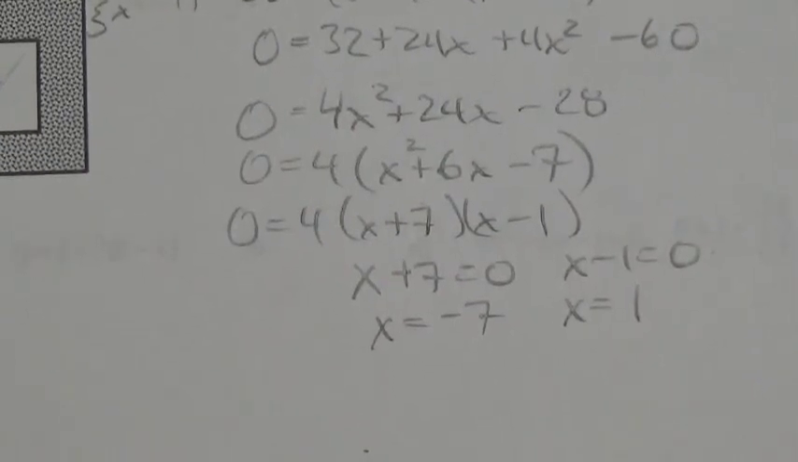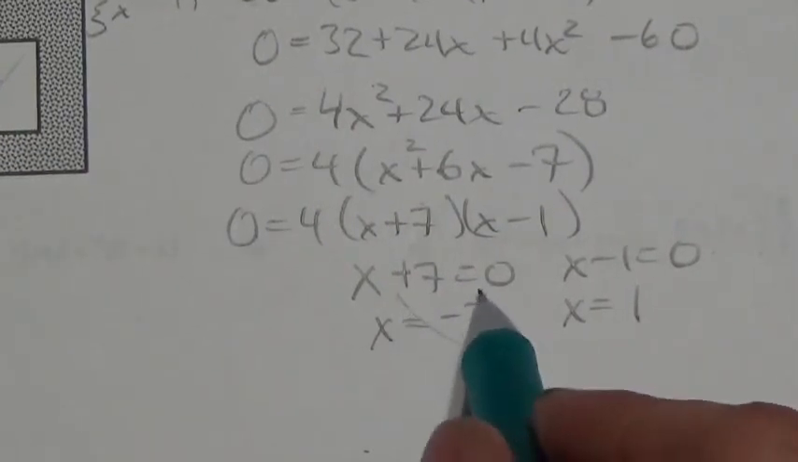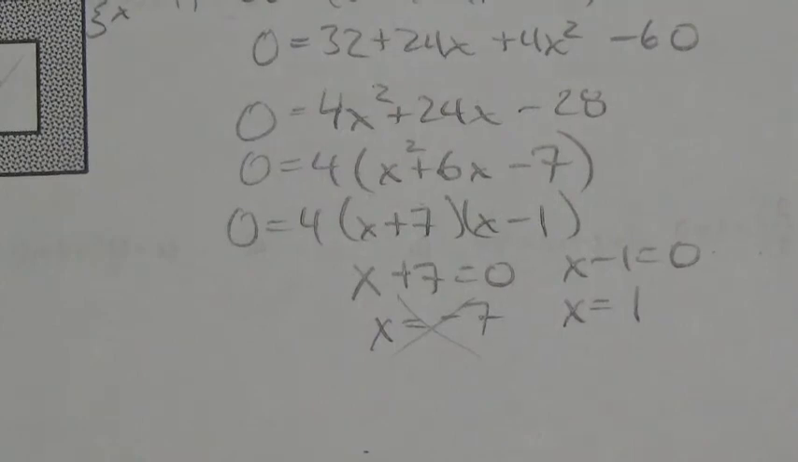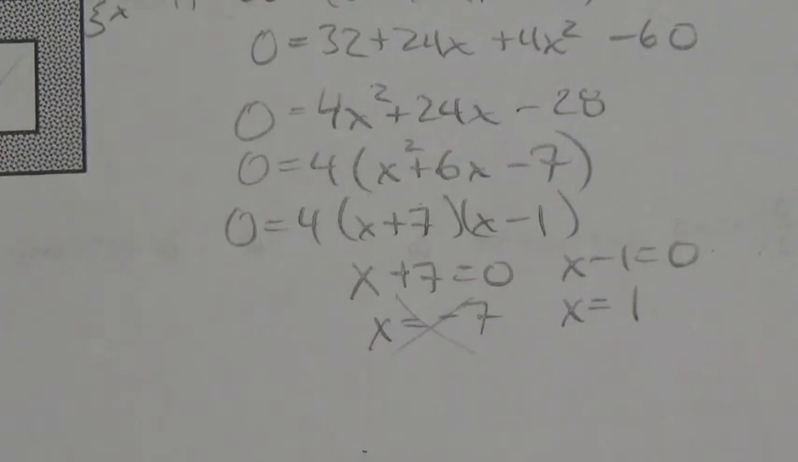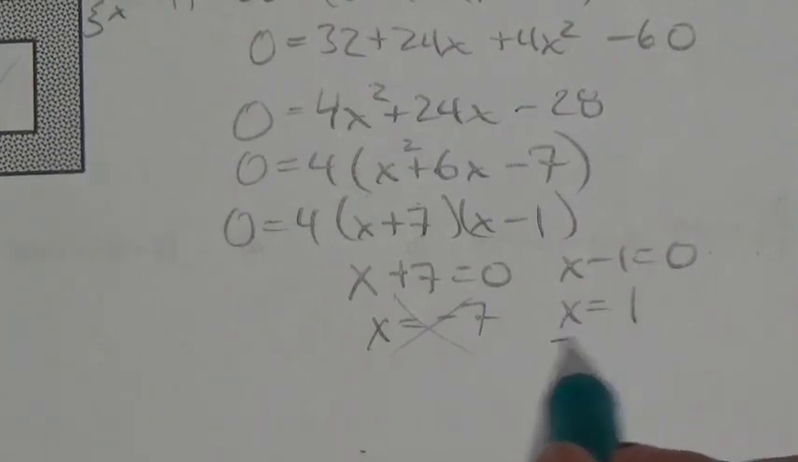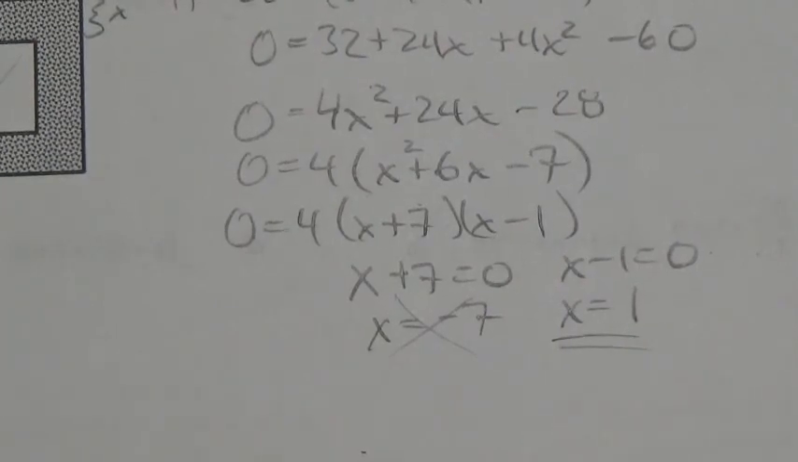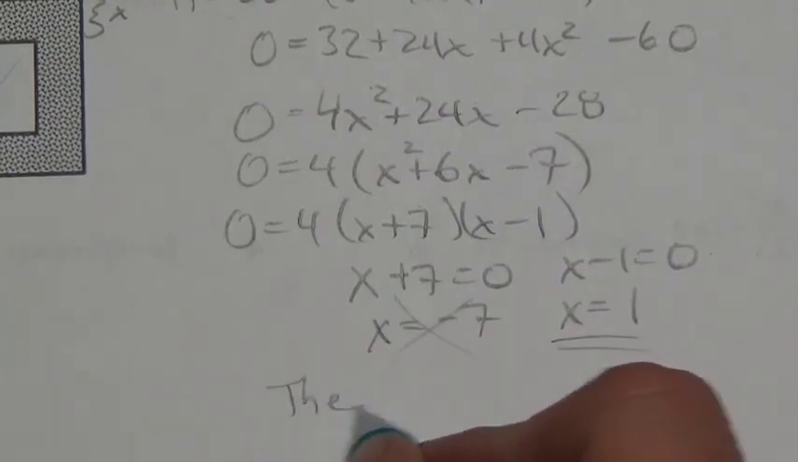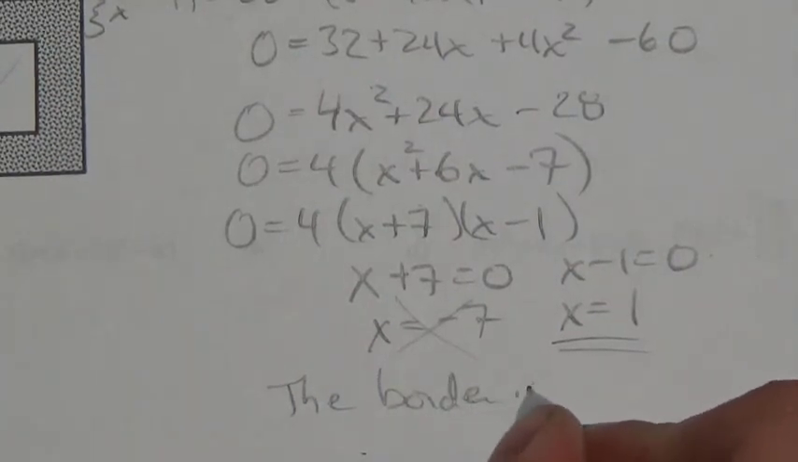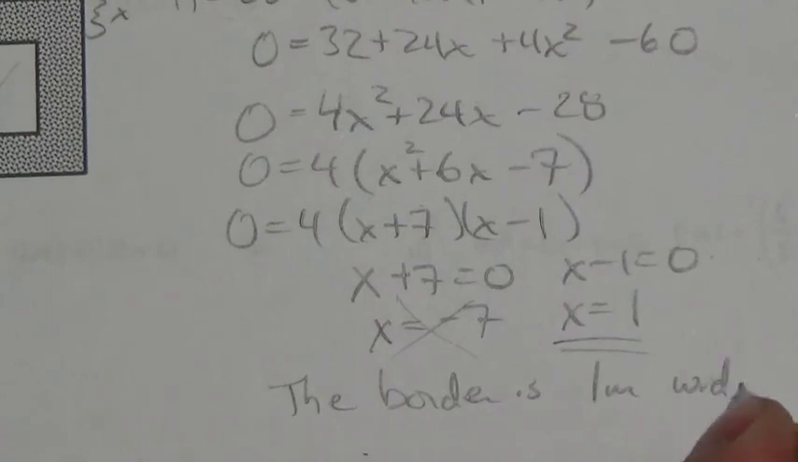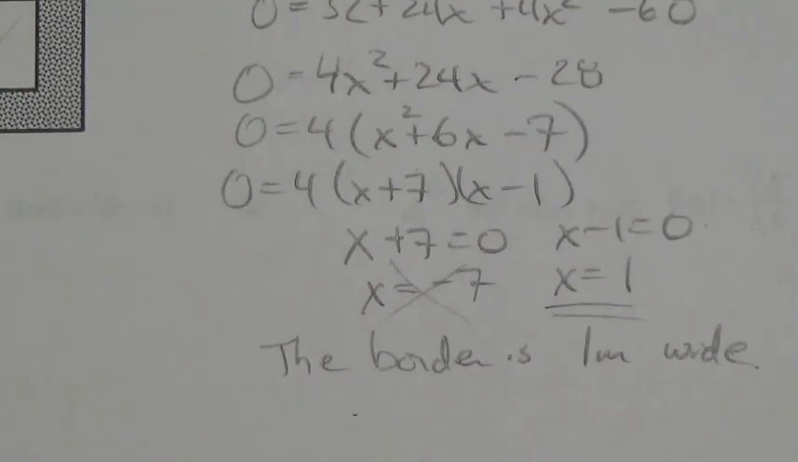Now, in the context of this question, I hope it's obvious that -7 doesn't make any sense. It doesn't make any sense for the width of this border to be -7 meters. That's just a product of the algebraic features of this little equation that we just solved. This one makes way more sense. So the border is 1 meter wide. That's the answer we're looking for.